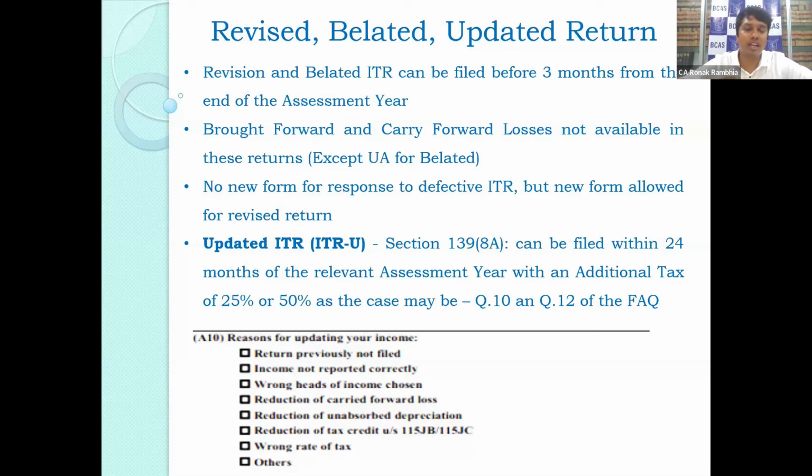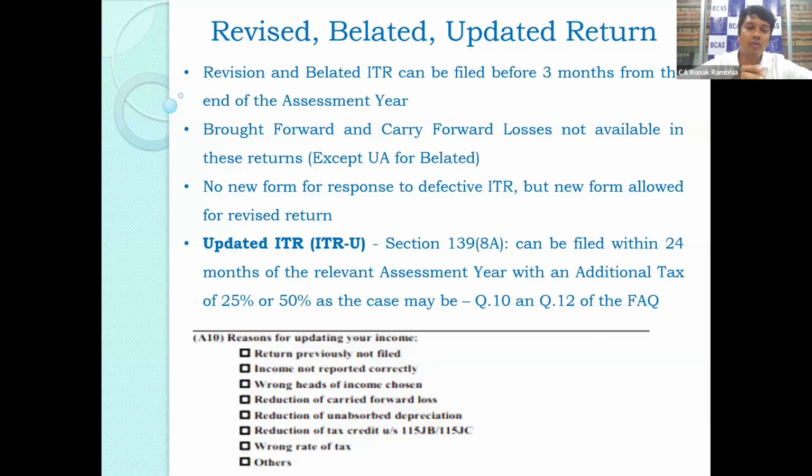You can change your ITR from 1 to 7, or 1, 2, 3, 4, 5, 6, 7. You can change it in case of a revised return, but it is not allowed in case of a defective return. You can now have an updated ITR also, that is ITR-U, which is as per section 139(8A), where it can be filed within 24 months from the relevant assessment year, with an additional tax liability of 50% or 25% as the case may be, which is mentioned in the FAQs also.